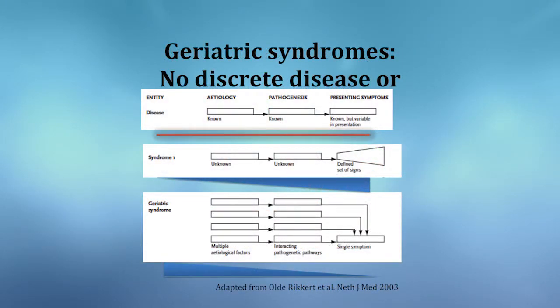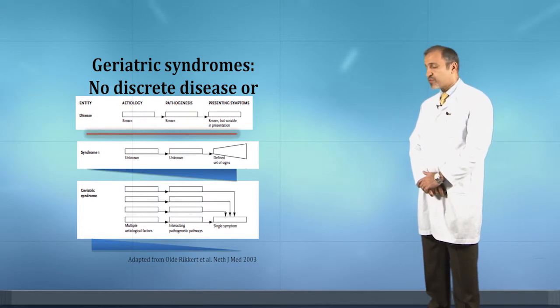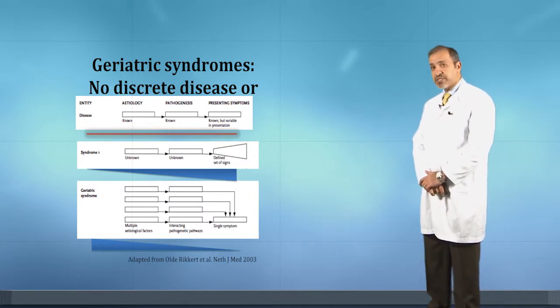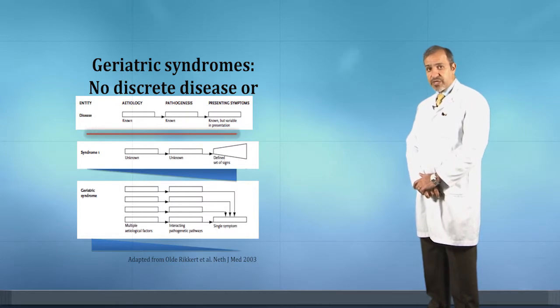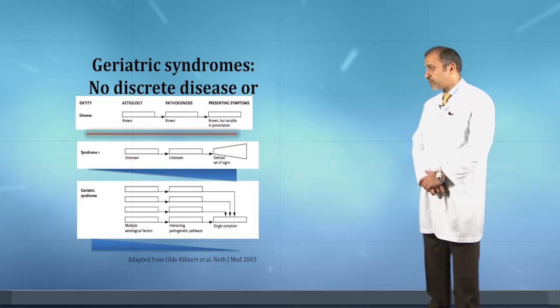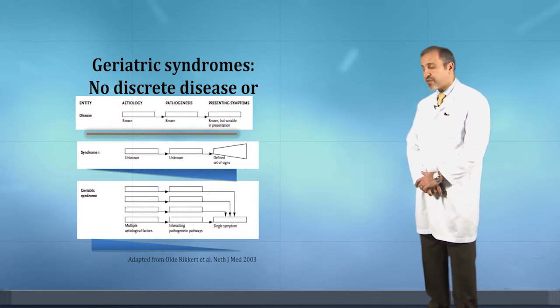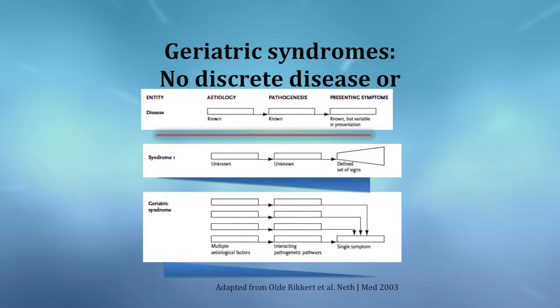Now we'll discuss geriatric syndromes, where there's no discrete disease or syndrome. What we understand with disease processes is that there is a known etiology with a known pathogenesis that presents with a known but variable presentation. Whereas in geriatric syndromes, there is an unknown pathology associated with an unknown pathogenesis that presents with a defined set of signs or symptoms. An example of this would be delirium, where a urinary tract infection or a pneumonia can present with delirium. And the geriatric symptoms are multiple, where multiple etiological factors can present with interacting physiological pathways into a single symptom.